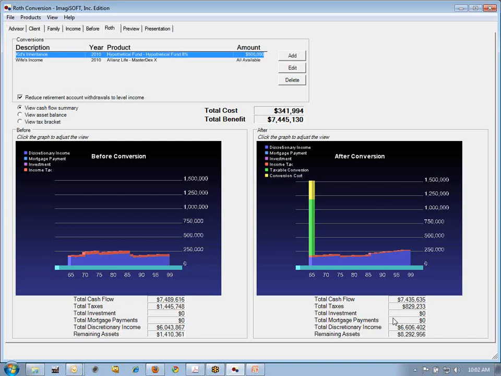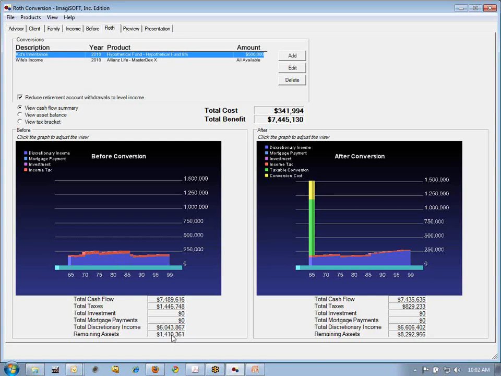I don't have to ask you, do you mind if I save you $600,000 in taxes? No, I don't think you mind that at all. Okay, so the total discretionary income, that's the blue area right here, while you're alive, is $6 million on the before side, 6.6 million on the after side. Again, I don't have to ask you which you'd rather have, correct?